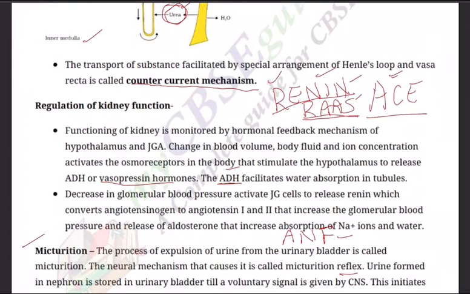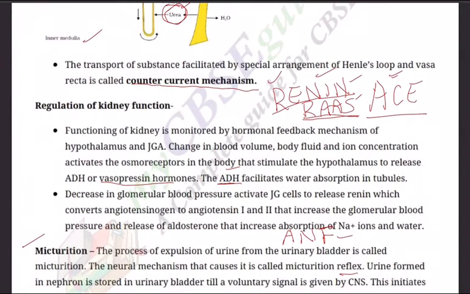Aldosterone is a hormone secreted by the cortex of the adrenal glands. When aldosterone is present in the blood, the sodium ions, that is Na plus ions, in the filtrate are reabsorbed by the epithelial cells of the collecting duct. Retaining Na plus raises the osmotic pressure of the blood, thereby reducing water loss from the body. So this is how the regulation takes place.